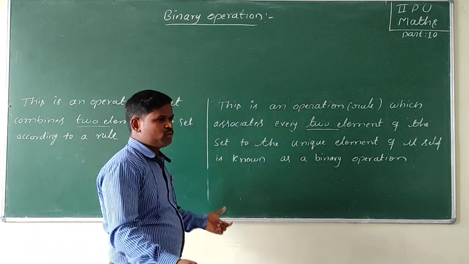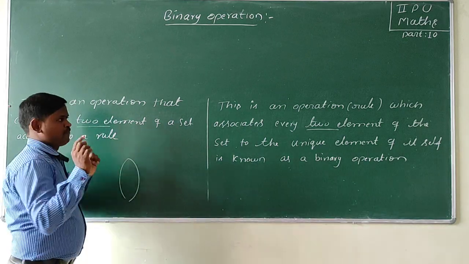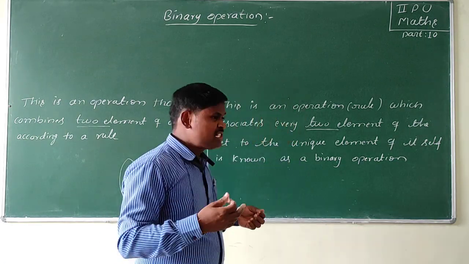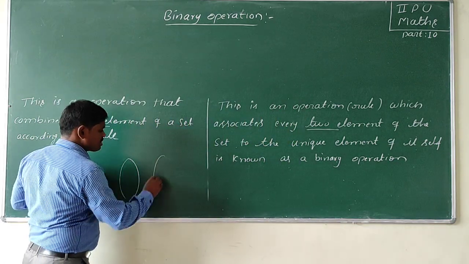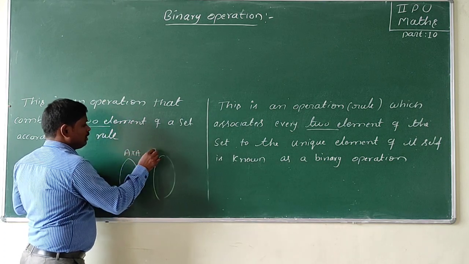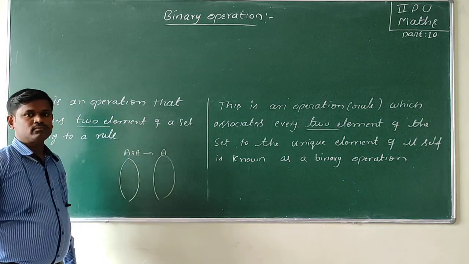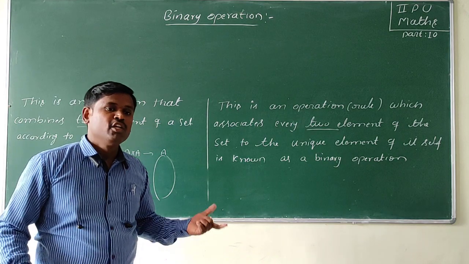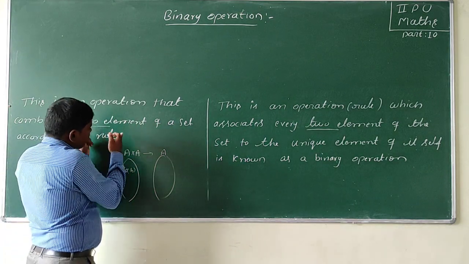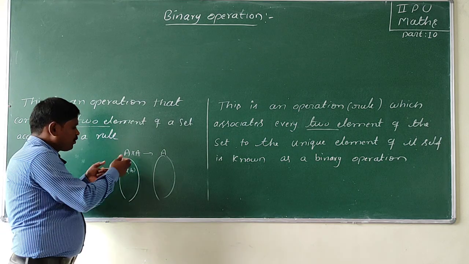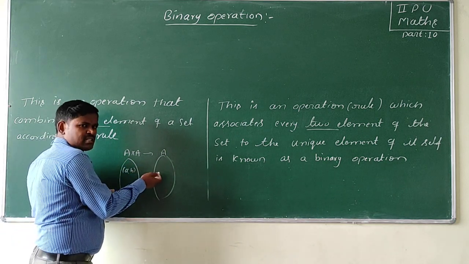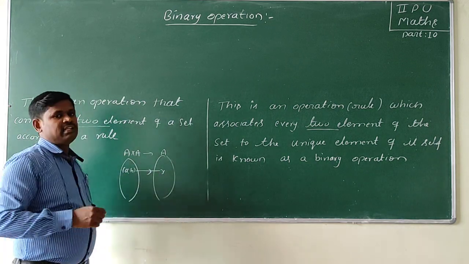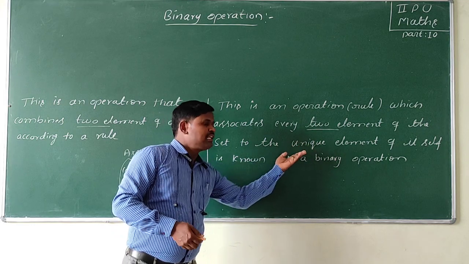Suppose it is like a function. Generally, we are going to define the formal definition next. It is like a function, a mapping from A cross A to A. Here we are going to take two elements, since bi is 2, and combine them according to a rule, and finally there exists some element, say x, which is associated with a unique element of itself.